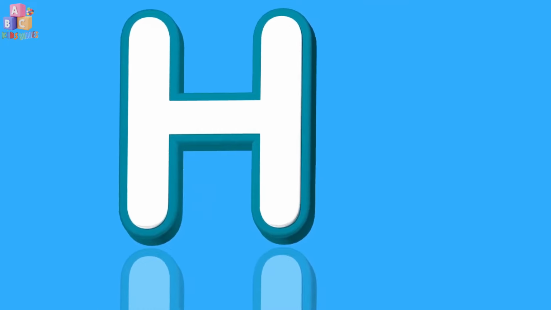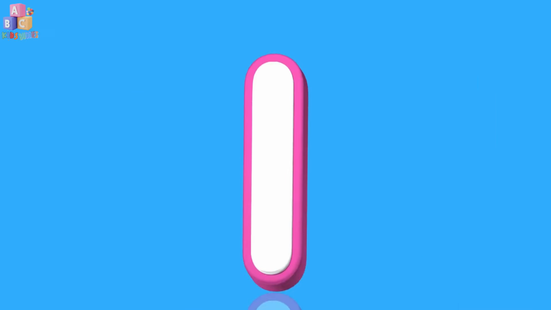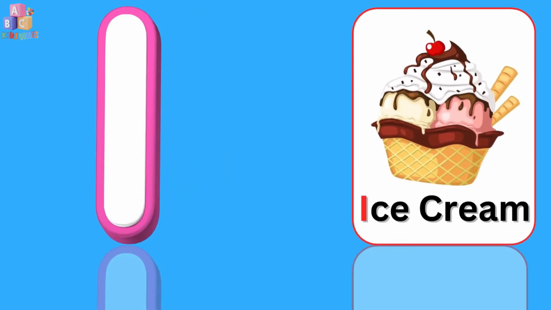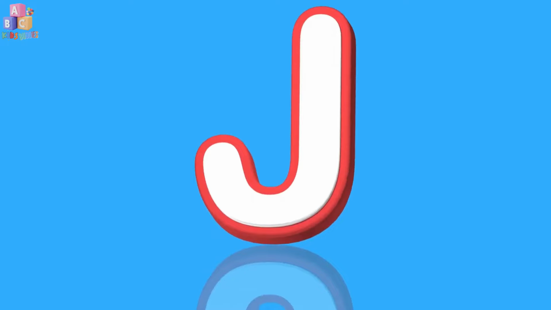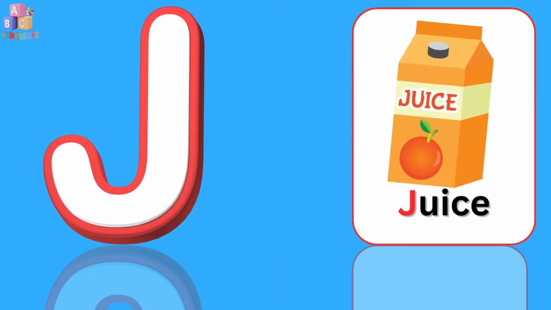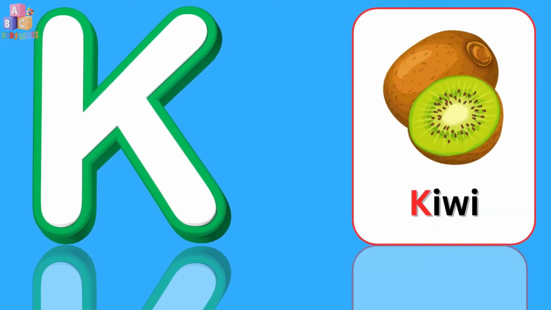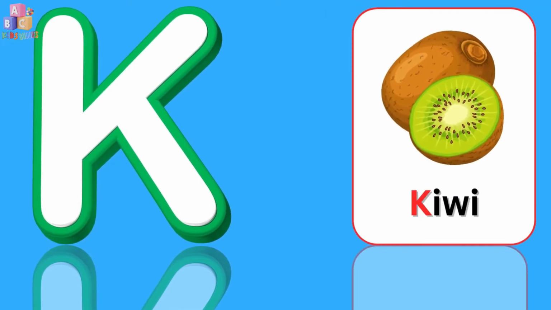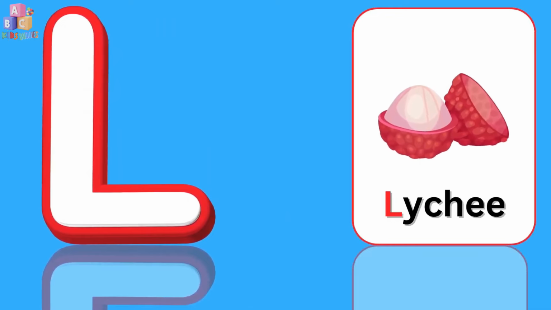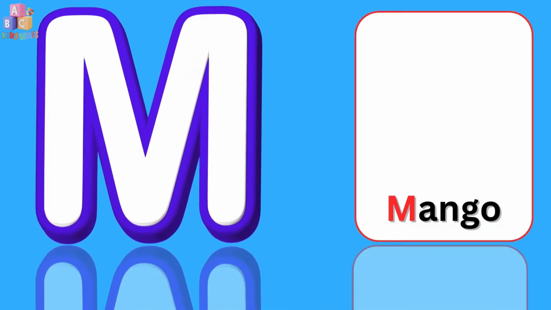H is for hat. I is for ice cream. J is for juice. K is for kiwi. L is for lychee. M is for mango.